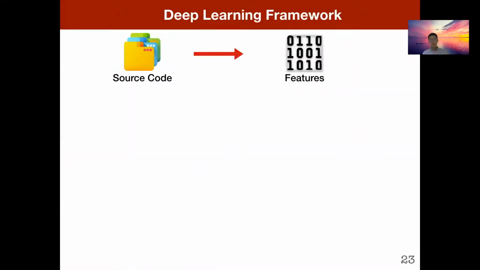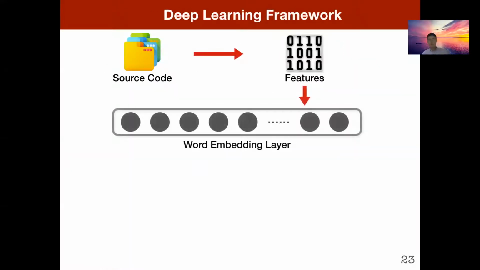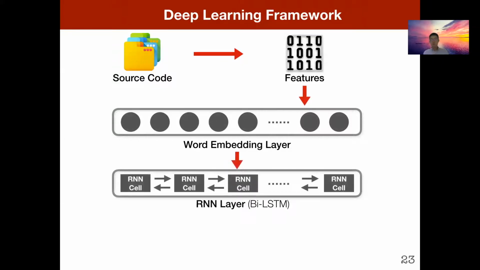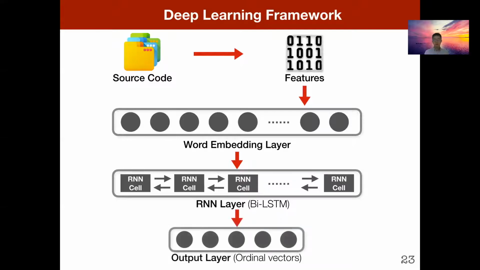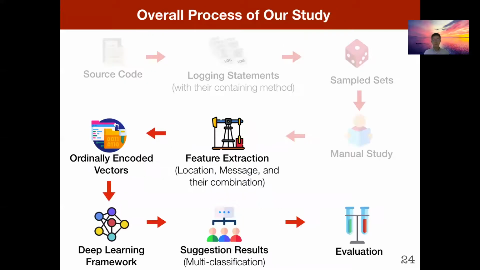For our deep learning framework, we first feed our features into a word embedding layer to learn the relationships among the tokens. We then employ a bi-LSTM layer to model the relationship between the log level and the vectors returned from the embedding layer. Finally, the output layer gives the result of each digit of the ordinal log level vectors. We can then get the final level result based on the vector.